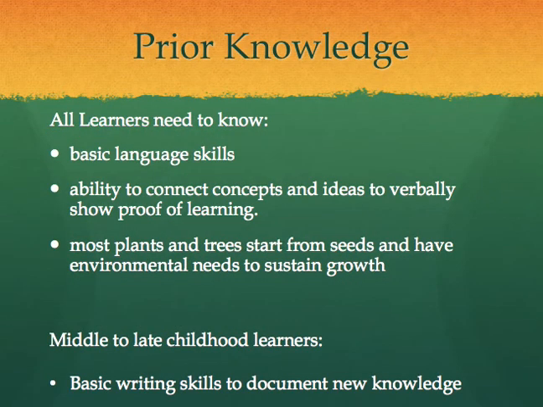The required prior knowledge for both groups of learners are basic language skills, the ability to connect concepts and ideas to verbally show proof of learning, and to know that most plants and trees start from seeds and have environmental needs to sustain growth. Particularly for the middle childhood learners, they are expected to know basic writing skills to document the new knowledge.